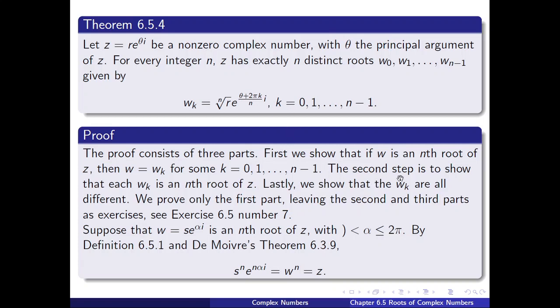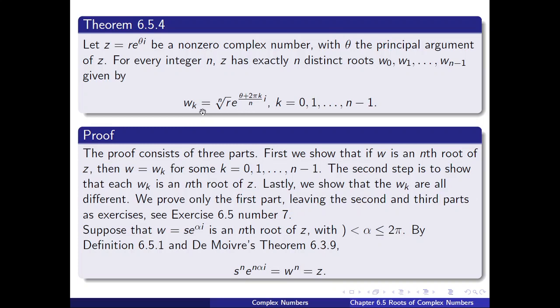Then the second part is to show that each w_k is an nth root of z. So now we are sort of doing the converse. If we look at this, then it has to be an nth root of z. So the first part was to show that if it is an nth root, it has to look like this.